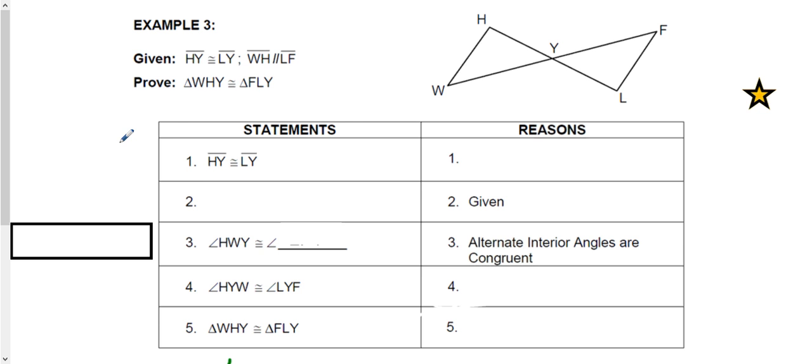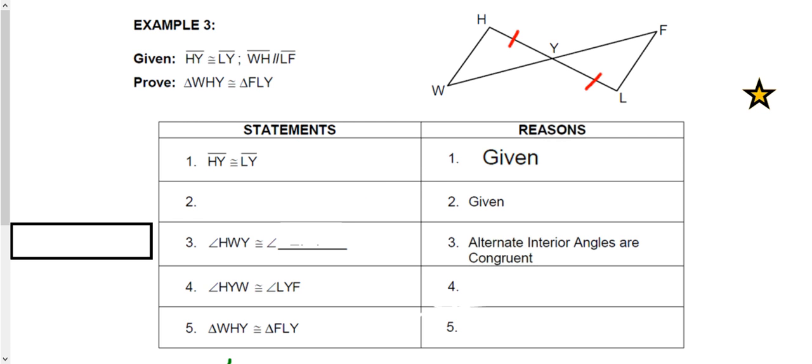Now we get a little tougher. We'll see what's happening here. They've got it filled out, and we're going to have reasons. So this first statement, what is the first statement? It is always given information. You can see it up here in the given. And what's next? Another given statement. Let's mark those. HY is congruent to LY, this one.